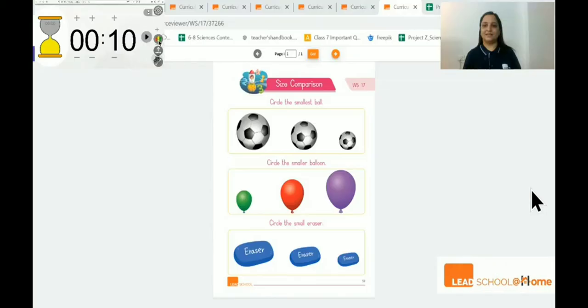Parents, in numeracy today, you are going to help your child revise the concept of size so that they can sort the objects based on their size. So today we are going to do a worksheet so that they can recall small, smaller and smallest, and they can sort the objects based on the size. So parents, please open WS17 in your workbook. I am giving you 10 seconds to open WS17 in your workbook.